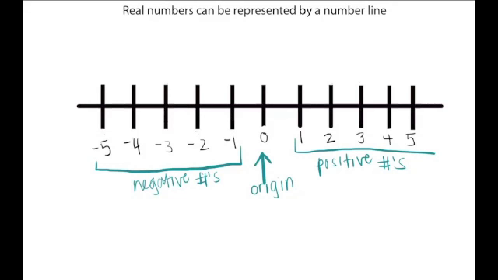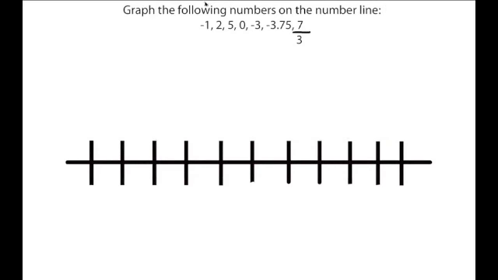So let's look at an example of a question they might give you. They might ask you to graph the following numbers on a number line. You're given -1, 2, 5, 0, -3, -3.75, and 7/3. Let's go ahead and graph this out. I'm going to label our number line 0, 1, 2, 3, 4, 5, and just so that you know, you can keep adding more marks if you need to get this number line to extend out.